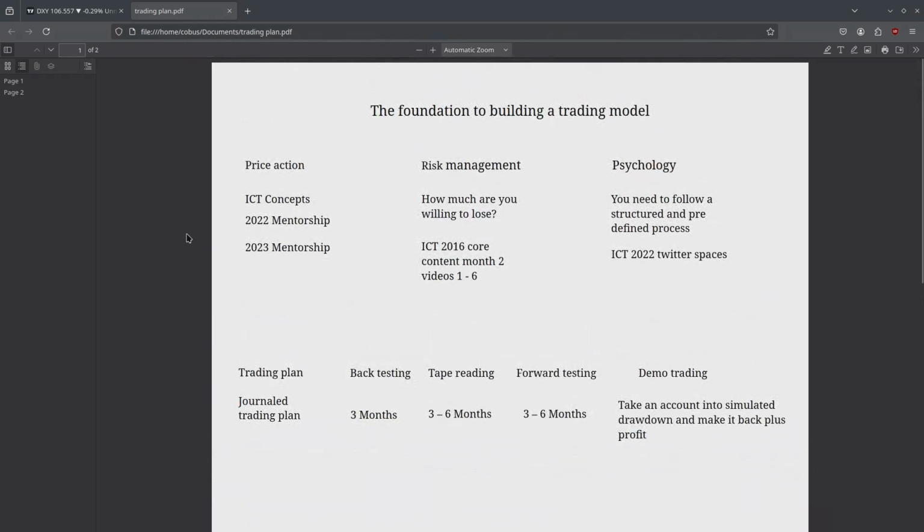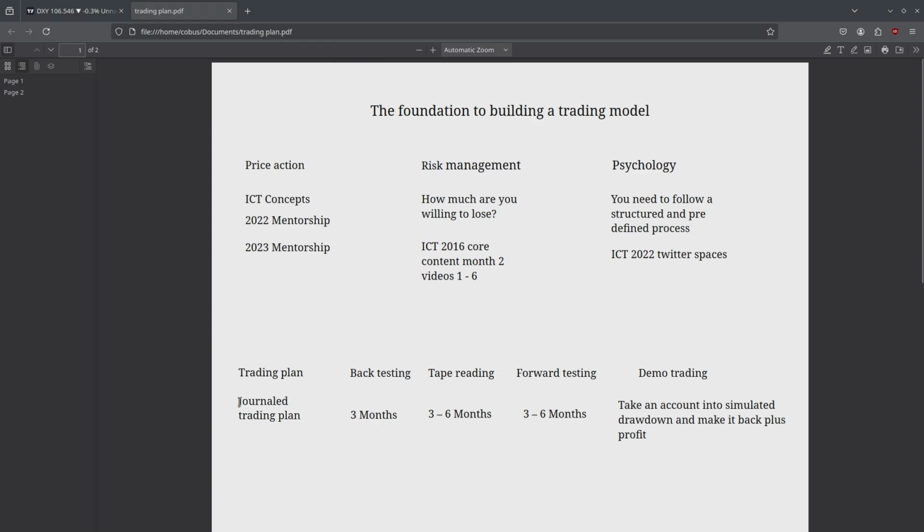So if you've gone through price action, you've got an understanding of risk management, you've got an understanding of psychology, you've got written down rules in place, you can start focusing on a trading plan. So this is you taking all these things and you start bringing them together.